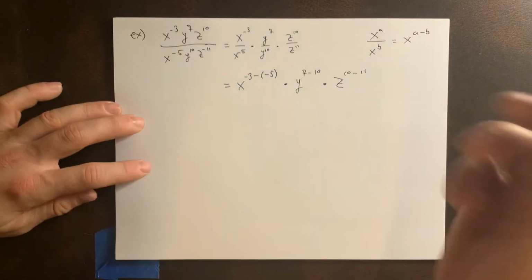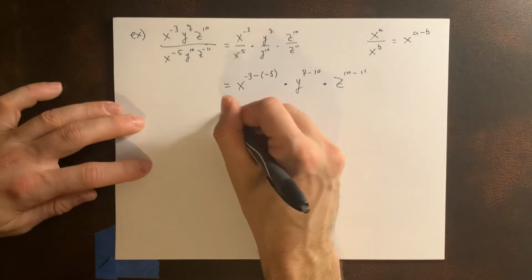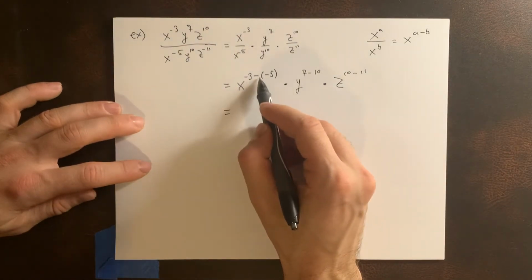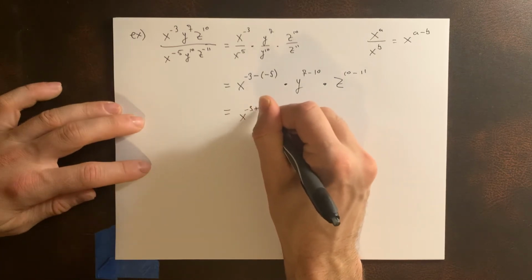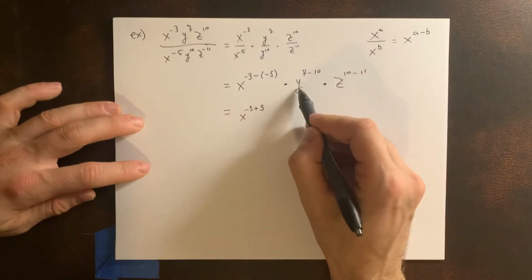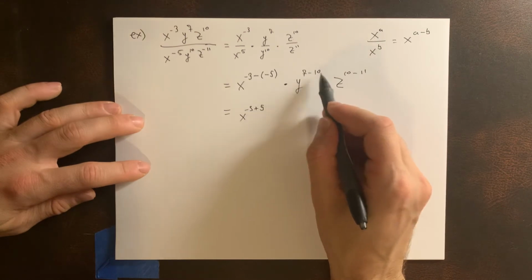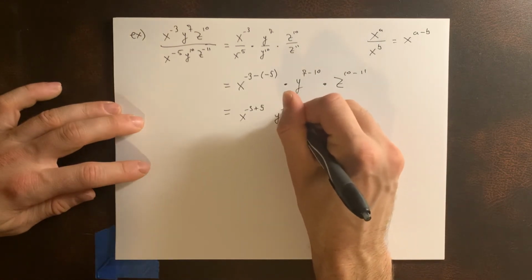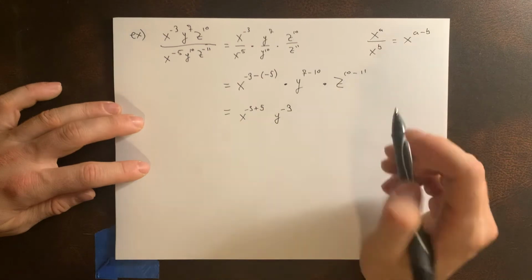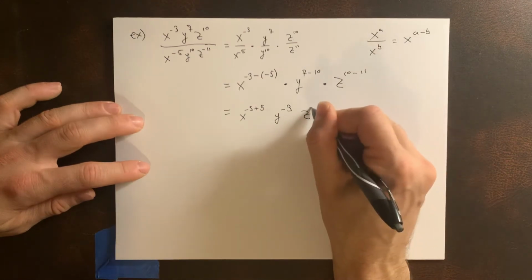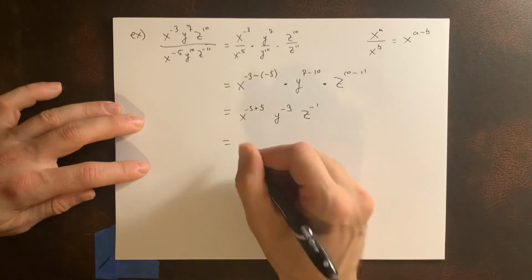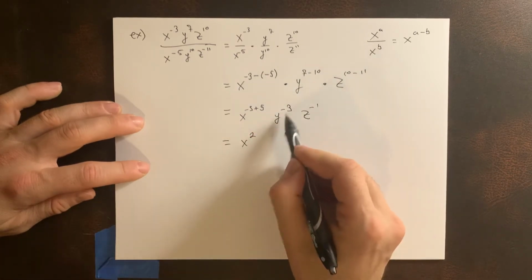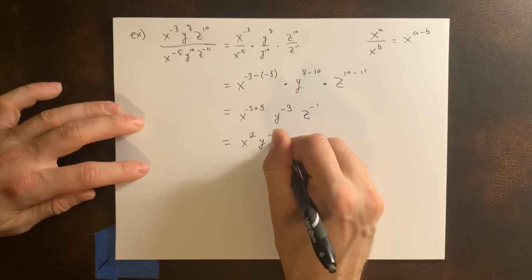So now let's simplify all the stuff going on in the exponents. Here we have minus 3 minus a negative 5. So that's x to the minus 3 plus 5. Here we have y to the 7 minus 10, so y to the minus 3. Here's 10 minus 11, so just z to the minus 1. Okay, so minus 3 plus 5 is 2, so x squared, y to the minus 3, and then z to the minus 1.